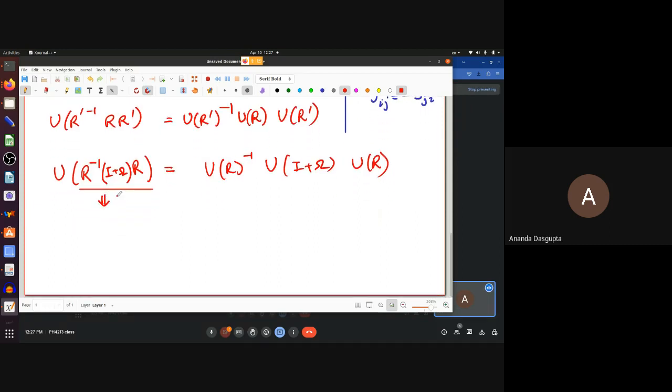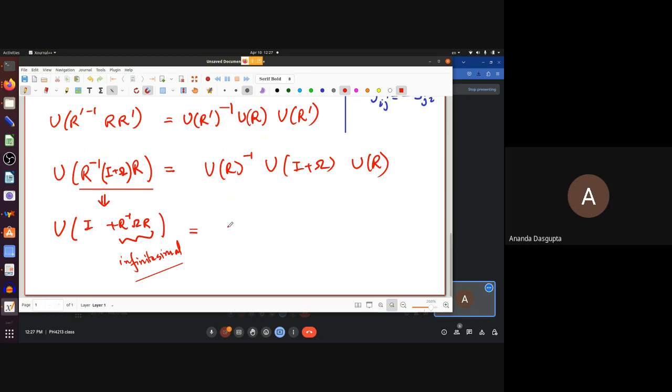But notice what this is. Look at the matrix inside. R inverse (I plus omega) R is really R inverse R, that's of course the identity, plus R inverse omega R. Now this is infinitesimal if omega is. You all agree to that? Yes, sir. So what we have is, we have gone from one infinitesimal rotation, which was given by this I plus omega matrix, to another one.